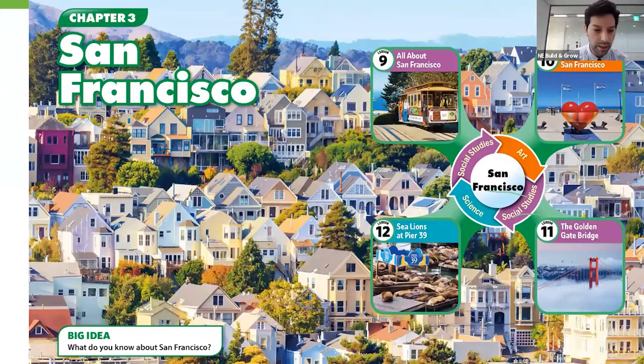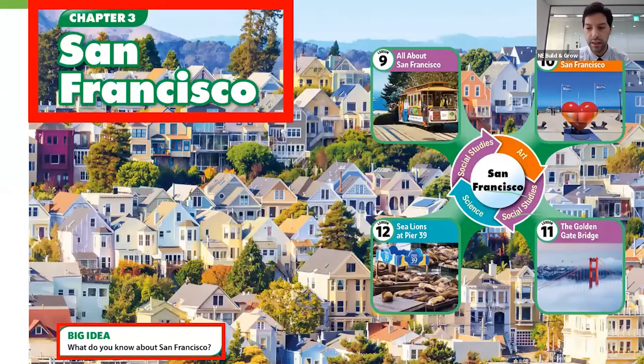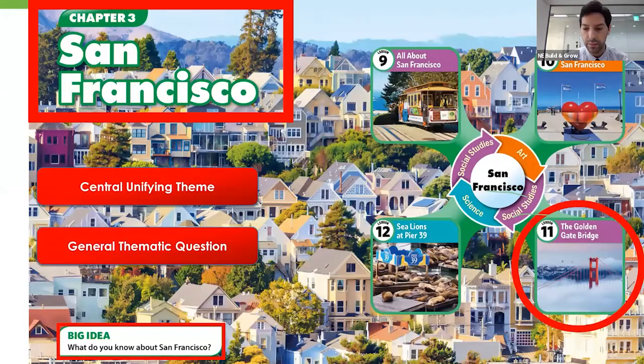Okay, so if you look at the bottom left, you'll see that on this page, the very first page of the chapter, you have what is called a big idea question. And the question is a basic general question to get your students engaged, right? So what do you know about San Francisco? So we've got our title, our big idea, our central unifying theme and our general thematic question.